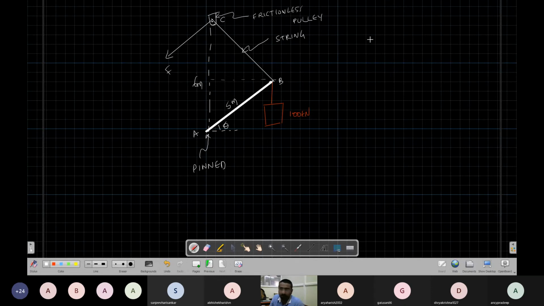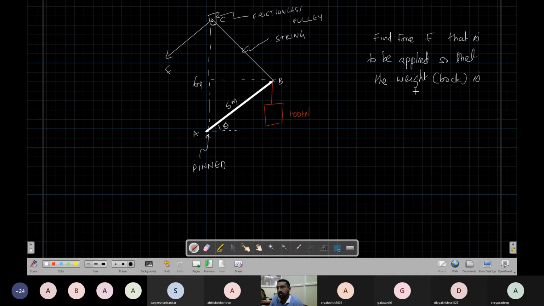Find the force F that is to be applied so that the weight or block is in equilibrium. How much force should I apply here so that this block is in equilibrium?